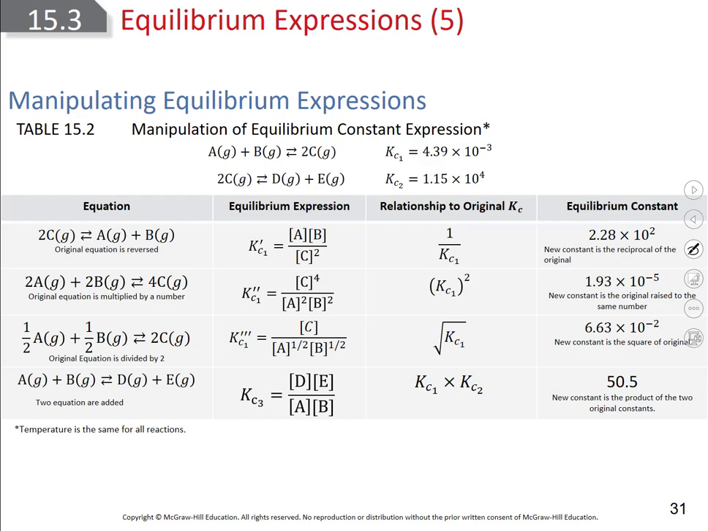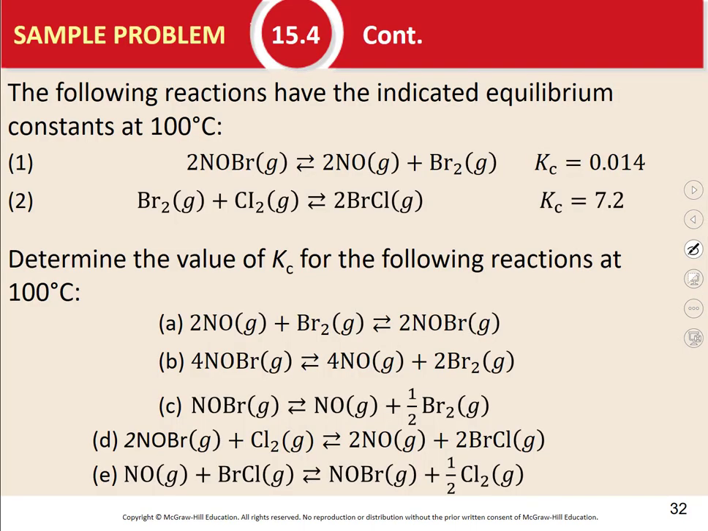All right, so let's try an example. I think this will make more sense. The following reactions have the indicated equilibrium constant values at 100 degrees Celsius. So I have equation 1 and equation 2. Determine the value of K for the following reactions at that same temperature. So let's look at equation A here.